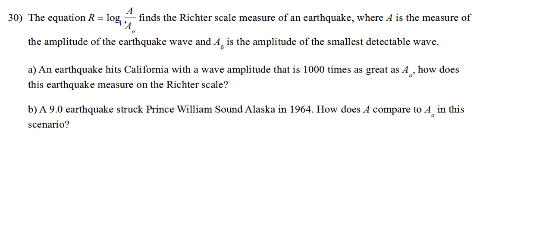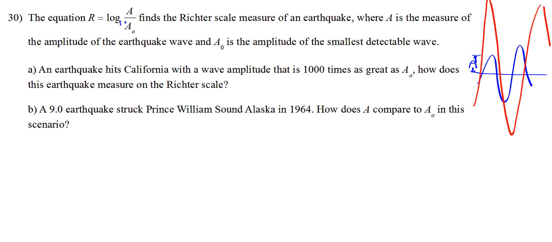And what do they tell us? A is the measure of the amplitude of an earthquake. So if you're looking at a wave like this, the height right here is the amplitude. Okay, and so if you have an amplitude, the smallest detectable one is what's in blue right there, and then we have an earthquake, boom, it goes like this. Okay, that's what they're talking about, A and A naught.